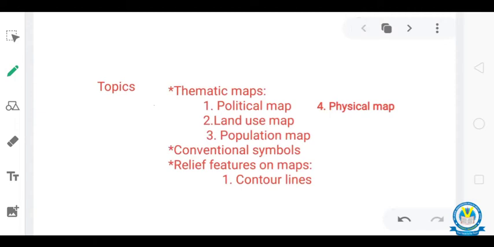What are today's topics? Thematic maps, conventional symbols, relief features and maps. Moving to the first one, thematic maps.